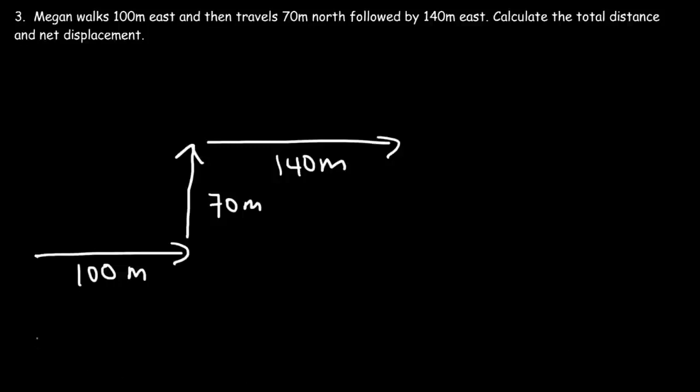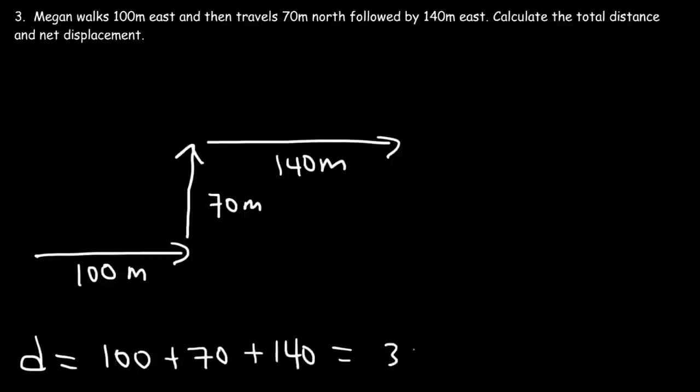So to find the total distance, we just need to add the numbers. 100 plus 70 plus 140. 70 plus 140, that's 210, plus 100, that's 310. So that's the total distance traveled by Megan.